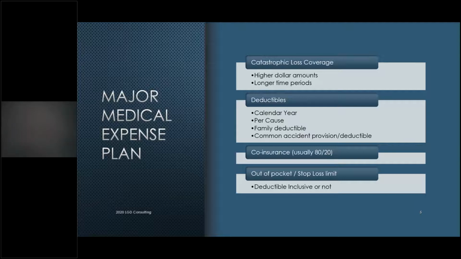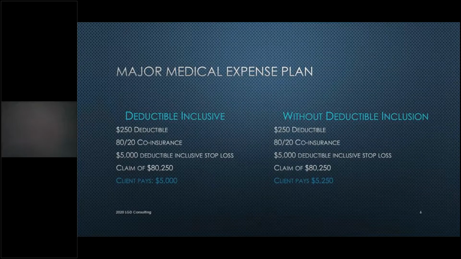Right? Now, some stop loss limits have a deductible inclusive or non-deductible inclusive stop loss. So let me explain that. On the left-hand side, let's say you have a $5,000 deductible inclusive stop loss. So you're going to the doctor, right? You pay your $250 deductible. You pay 20% of the claim up to $5,000. So let's say you have a claim of $80,250. Once you've paid $5,000, the insurance company covers the rest. So deductible inclusive means the deductible is part of that $5,000 stop loss limit.